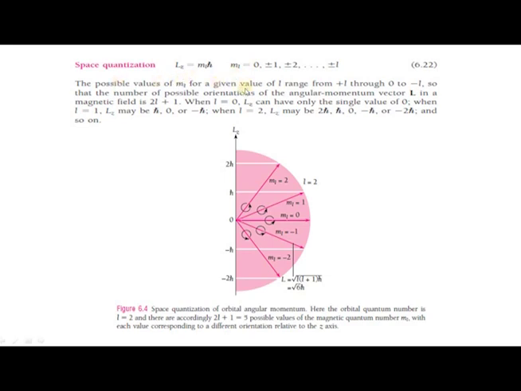So the possible values of ml for a given value of l range from plus l, pass through 0 and reach minus l. So the total number of orientations possible for the angular momentum vector in an external arbitrary magnetic field along the z direction is 2l plus 1.